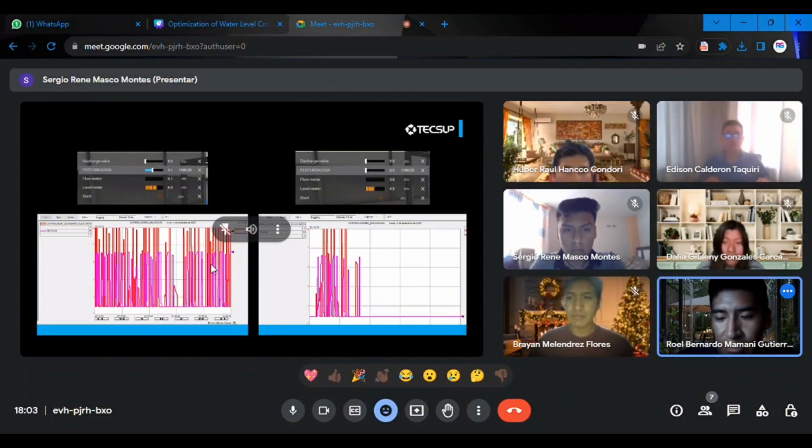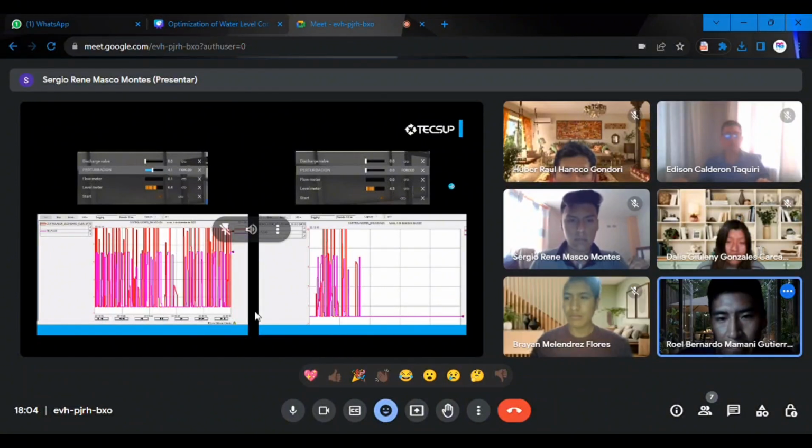My colleague will continue with the MATLAB tuning part of the entire block diagram. He will explain it. Next.